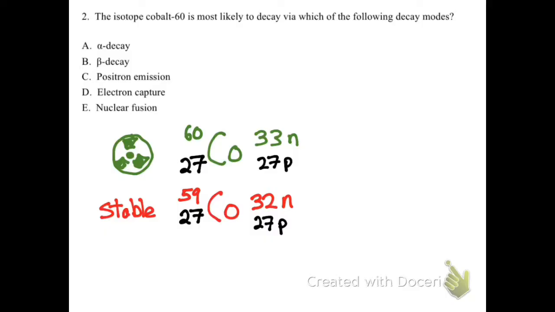So, now the question is, what is wrong with our radioactive isotope? Are there too many or too few neutrons? Well, there's too many neutrons. Too many neutrons means this is a great candidate for beta decay. Beta decay, remember, turns a neutron into a proton. So this is going to be beta decay for the win.